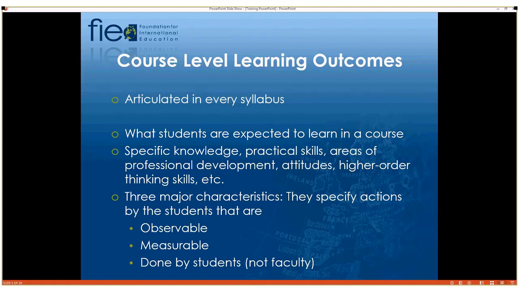Learning outcomes have three major characteristics. They specify an action by the students that is observable. They specify an act by the student that is measurable. They specify an action that is done by the students rather than the faculty.